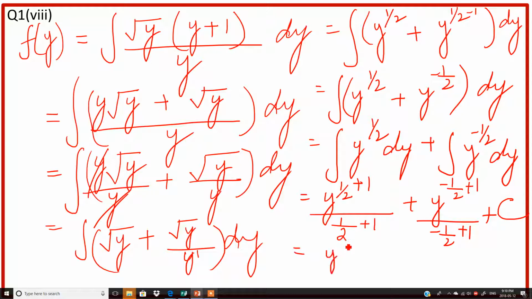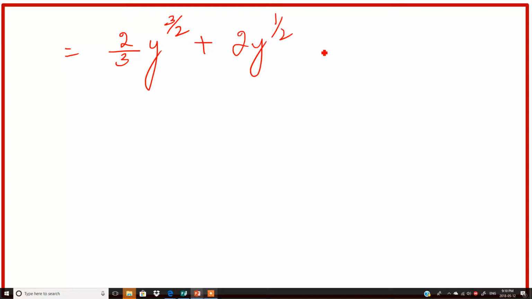So here it is y raised to power 3 over 2, divided by 3 over 2, plus y raised to power 1 over 2, divided by 1 over 2, plus c, right? So this is the double reciprocal. It will be 2 over 3. I will write the answer here. It will be equal to 2 over 3 y raised to power 3 over 2 plus 2 y^(1/2) plus constant of integration, and this is the answer.